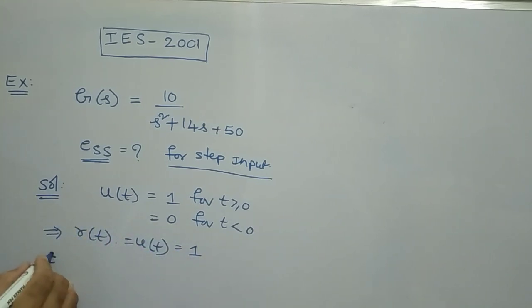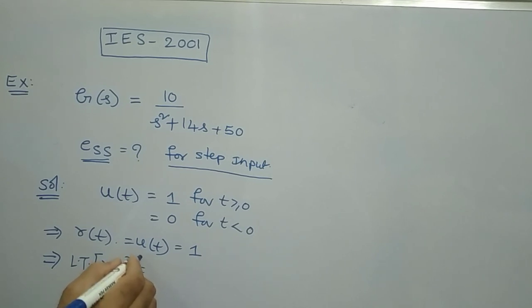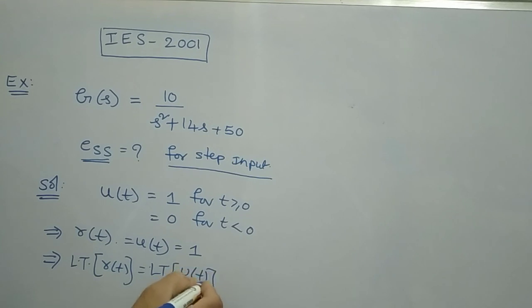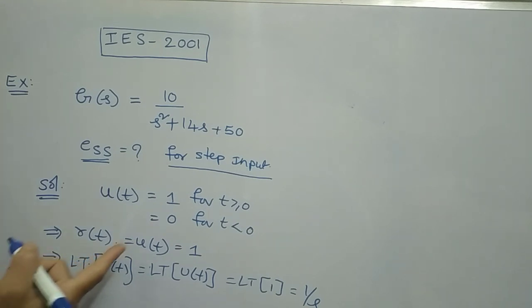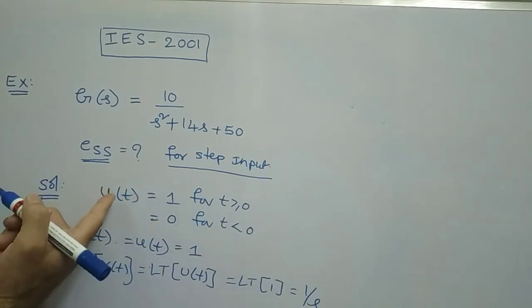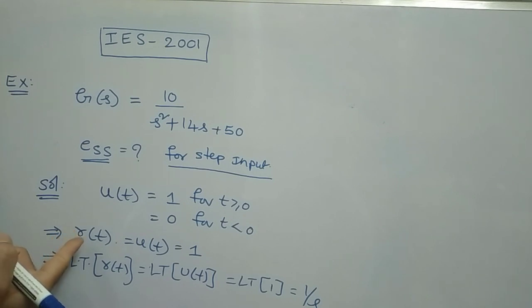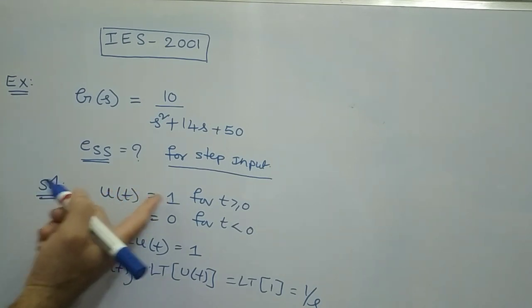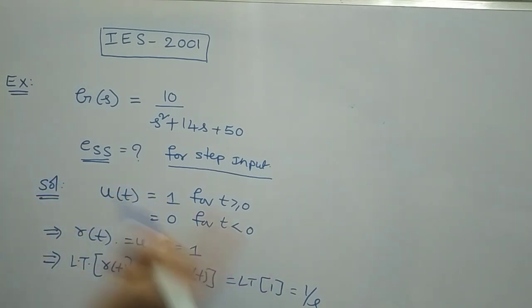Now if you apply the Laplace transformation to this, L of r of t, which is nothing but L of u of t, is nothing but L of 1. Clear? L of 1. What is this? It is 1 by s. This we have seen already in our previous presentation. So the Laplace transformation of the unit step function, that is u of t, which is r of t as far as this is concerned, is therefore 1 by s.